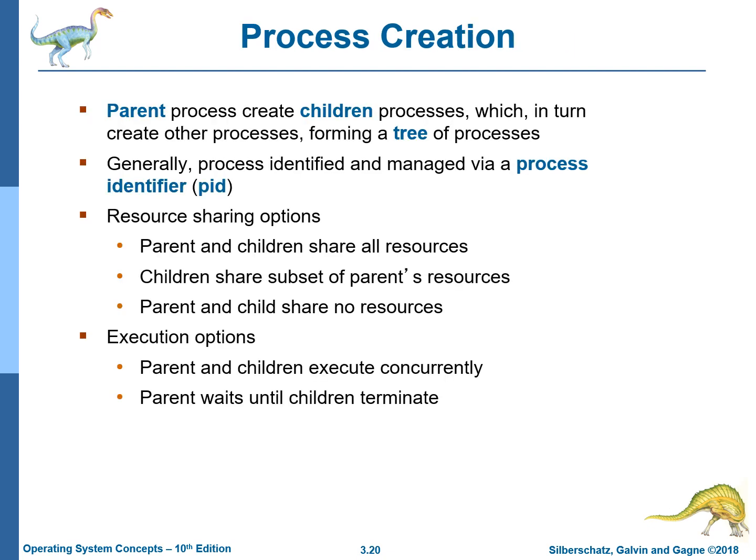Okay, for process creation, parent process create children processes, which in turn create other processes, forming a tree of processes, generally process identified and managed via a process identifier. Resource sharing options. Parent and children share all resources. Children share a subset of parents' resources. Parent and child share no resources. Execution options. Parent and children execute concurrently, and parent waits until children terminate.